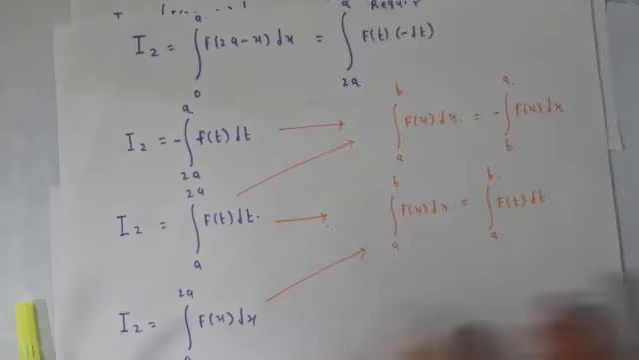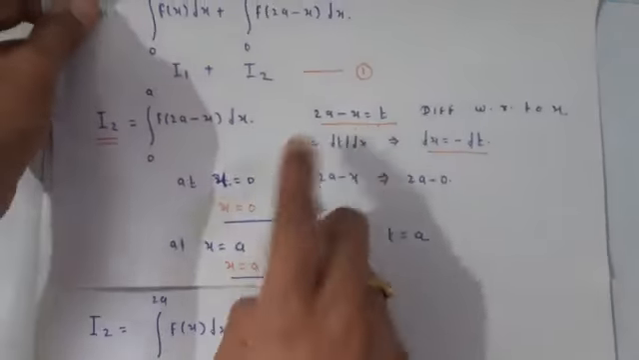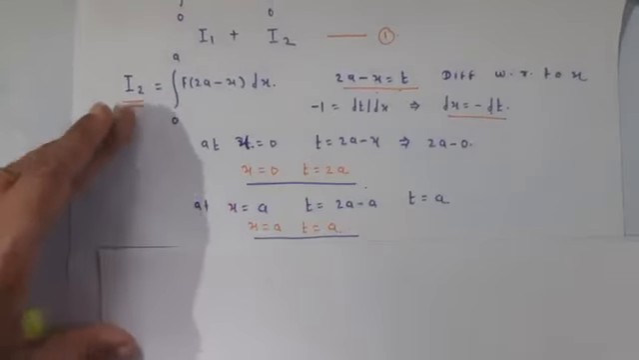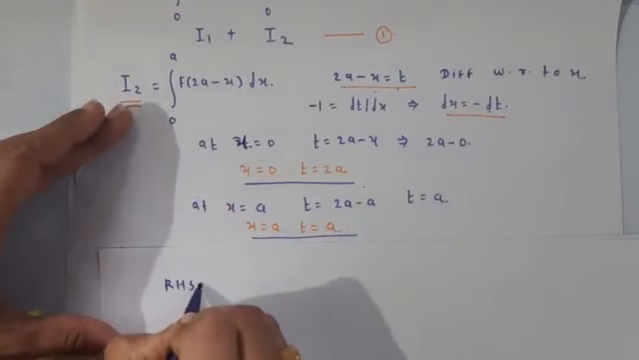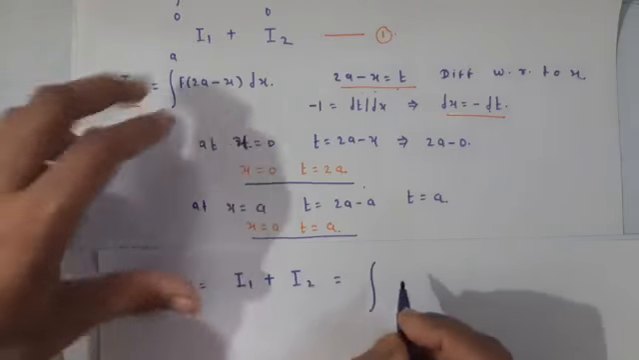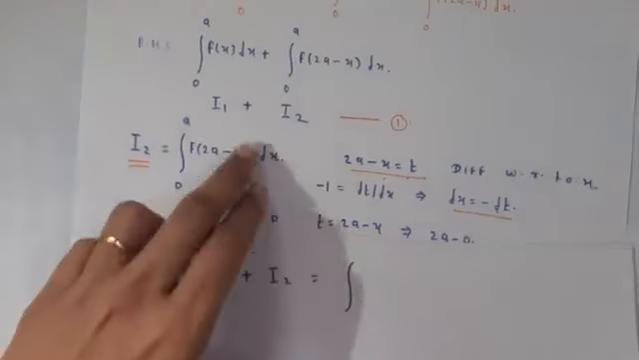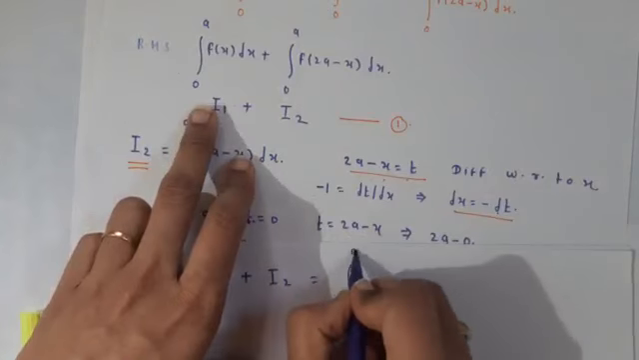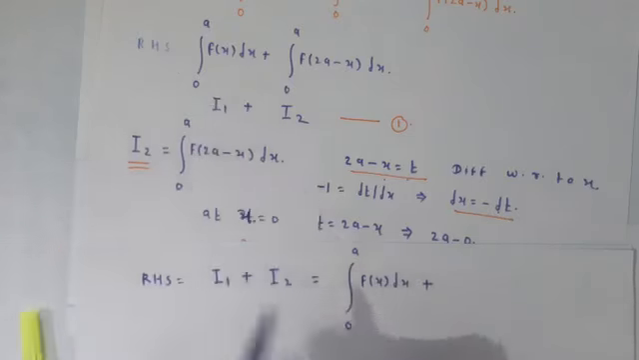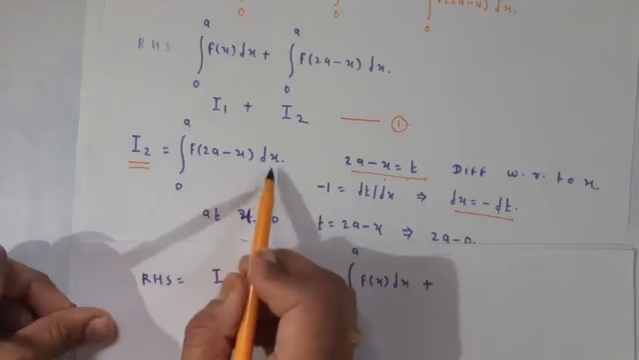Okay students, now from 1 we have RHS equal to I1 plus I2. What is your I1? I1 is equal to the integration from 0 to a of f of x dx, plus, what is your I2? That is the integration from 0 to a of f of 2a minus x dx.